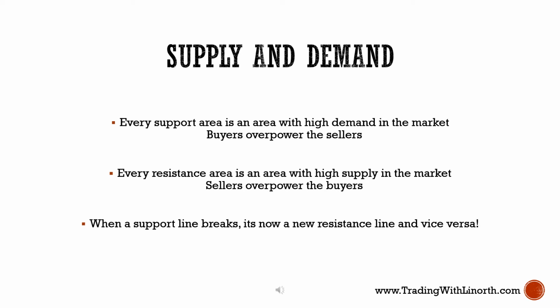So naturally, when the price manages to break through a resistance line, that resistance line is now a new support line. Because in order for the resistance line to break, there have to be more buyers willing to buy in that area than there are sellers willing to sell. So when the resistance line breaks, it means there is a bigger demand in that area than there is supply. The same goes for the support lines. They only break when the supply overpowers the demand in the market. And when the support line breaks, it's now a new resistance line.